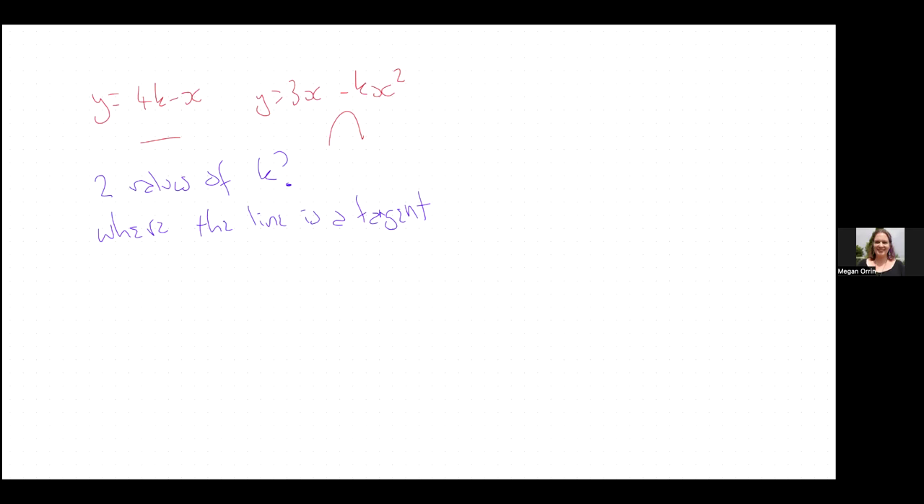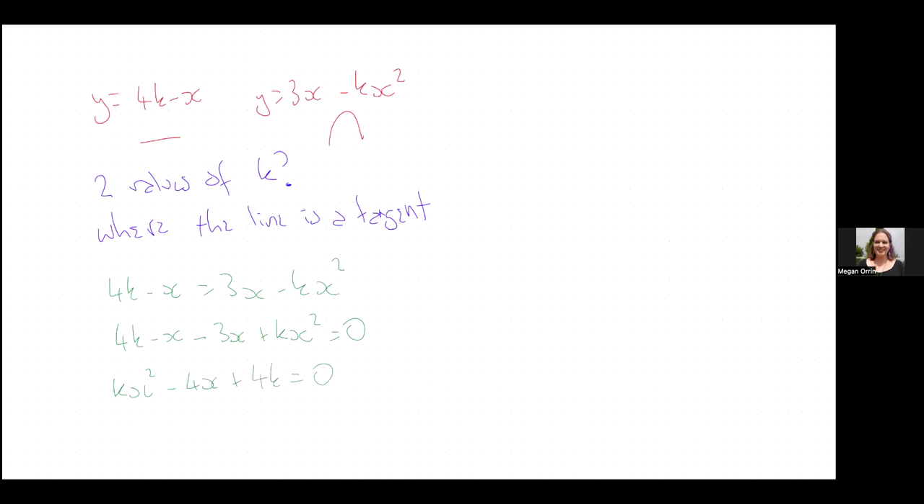So 4k minus x equals 3k minus kx squared. Let's bring it. No, it's 3x. Okay, so then we have 4k minus x minus 3x plus kx squared. So then I have, well, equals 0. Let's do that. So then I have kx squared minus 4x plus 4k equals 0.